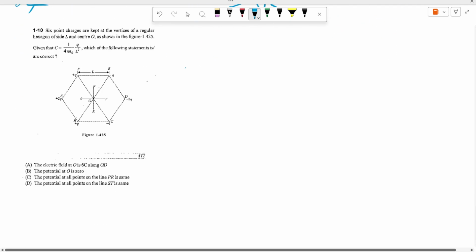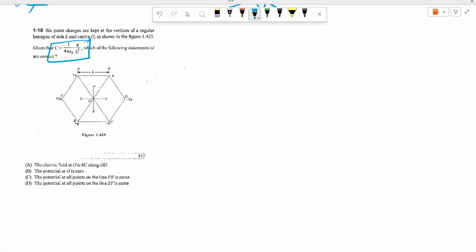Now moving on to the last question of the day. 6 point charges are kept at the vertices of a regular hexagon of side L and center O, as shown in figure 1.4 to 5. Given that C equals, okay, so C is a constant first of all. Which of the following statements is or are correct? The electric field at O is 6C along OD. Okay, let's check for that.